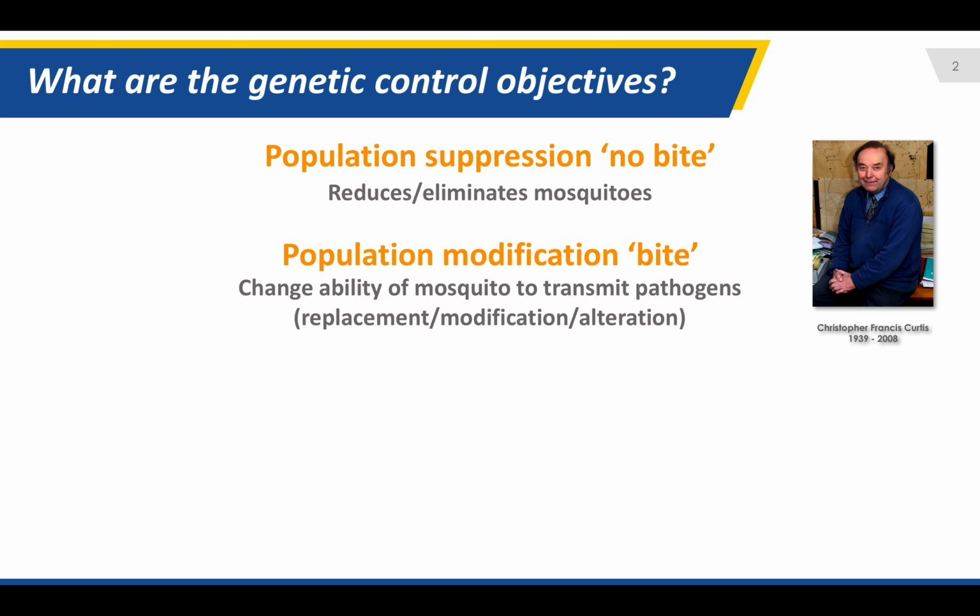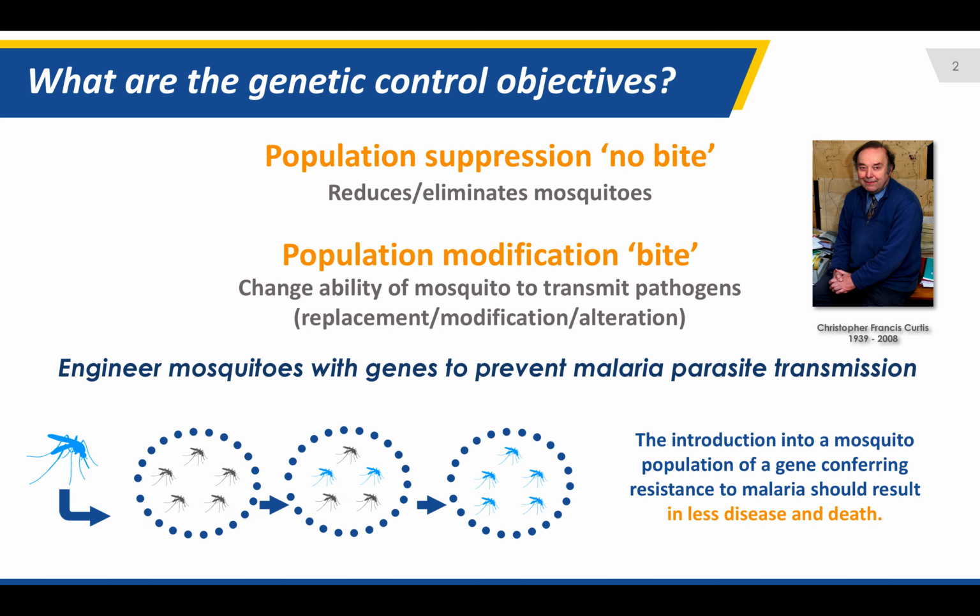We do population modification by engineering mosquitoes with genes. We call those genes effector genes to prevent malaria parasite transmission. We believe that the introduction into a mosquito population of those effector genes will confer resistance to the malaria parasite and should result in less disease and less death.